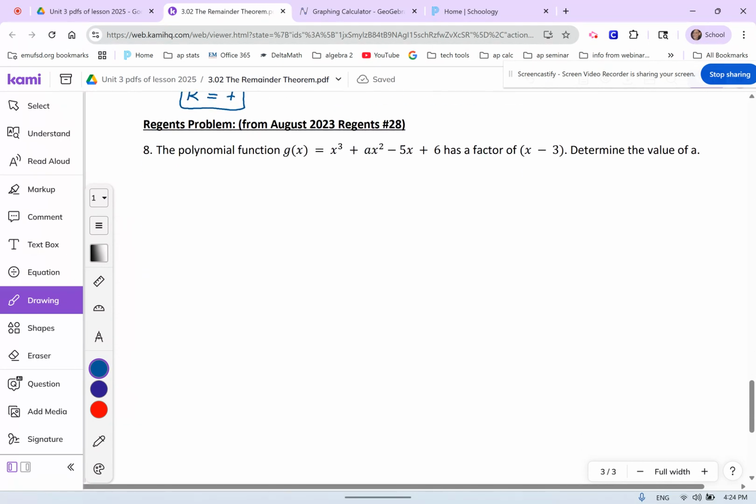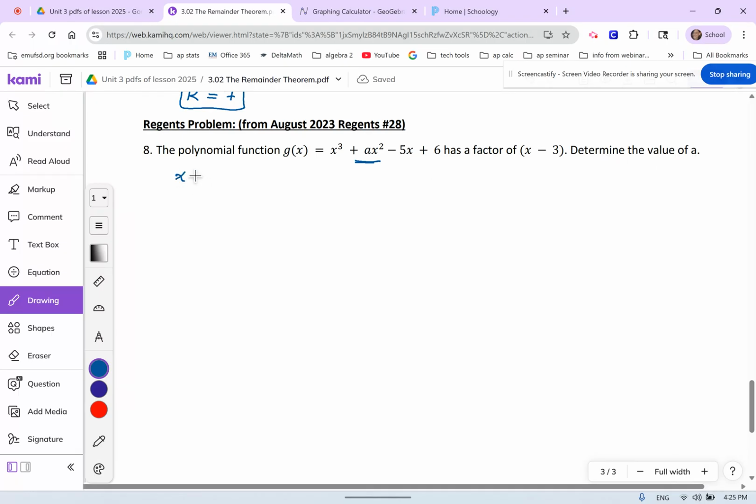Here's a Regents problem from a recent Regents. August 23 was only 2 years ago, or slightly under 2 years. And we're given a polynomial, and notice instead of k, they're using a, and we're told that this function g of x has a factor of x minus 3, and we're going to use that to find a.